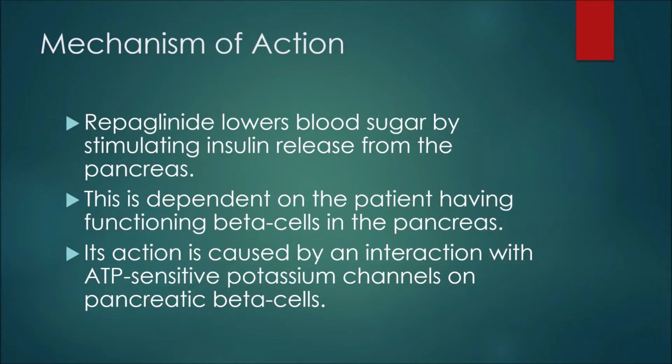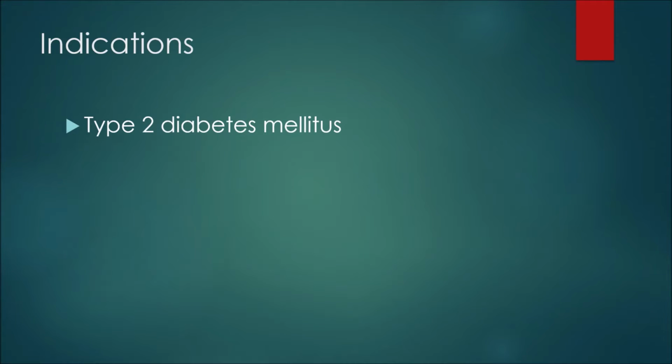So the first thing to discuss here would be the mechanism of action or how this medication works. Repaglinide lowers blood sugar by stimulating insulin release from the pancreas. This is dependent on the patient having functioning beta cells in the pancreas. Its action is caused by an interaction with ATP-sensitive potassium channels on pancreatic beta cells. In terms of indications or reasons we would prescribe this medication to a patient, we would often see it used in the treatment of type 2 diabetes mellitus.